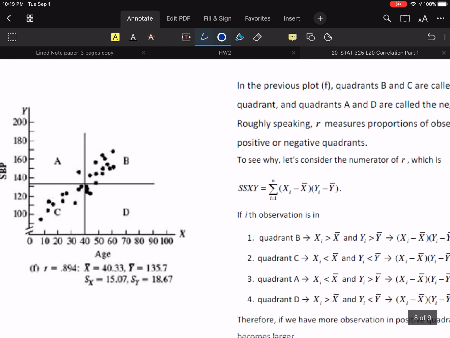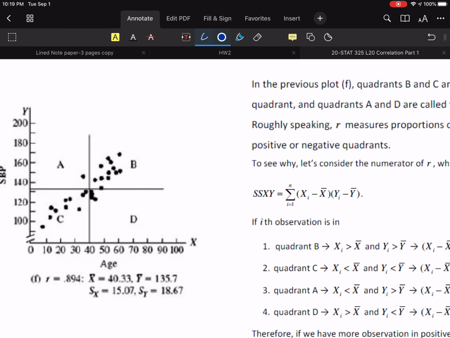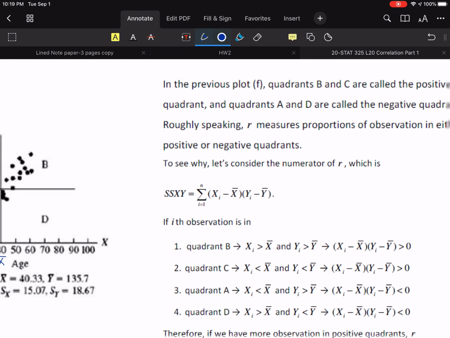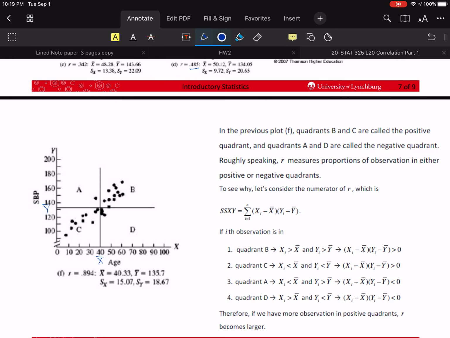Now let's look at some quadrants here. This point here would be X bar, and this would be Y bar. And so we divide this up into quadrants, and B and C are called the positive quadrants, and A and D are called the negative quadrants. And so if more of your points lie in the positive quadrants, you have a positive association. And if more lie in A and D, you'll have a negative association, and that makes sense, right? Because of the slope.